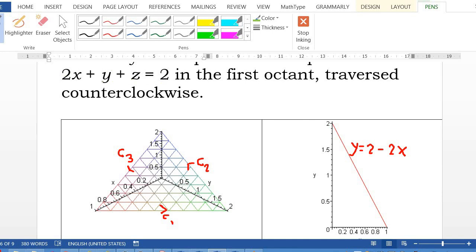To get the x-intercept, let y and z be 0: 2x is 2, hence x is 1. That's in the first octant. To get the y-intercept, let x and z be 0, so y is 2. To get the z-intercept, let x and y be 0, so z is 2.